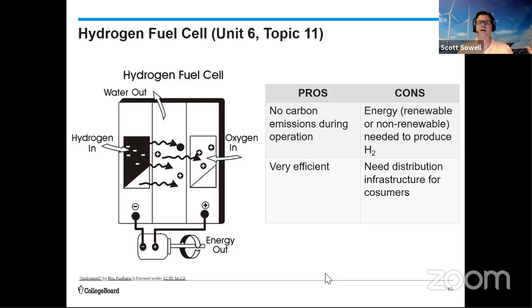Just think about how you put gas in your car. There's a gas station everywhere, and there are pipelines and trucks. There's infrastructure to bring that gasoline to you. We don't have that yet for hydrogen. But the biggest part is this: where do we get the hydrogen gas from? We can make it, but a lot of times making it requires us to use fossil fuels to get electricity to make that hydrogen gas.